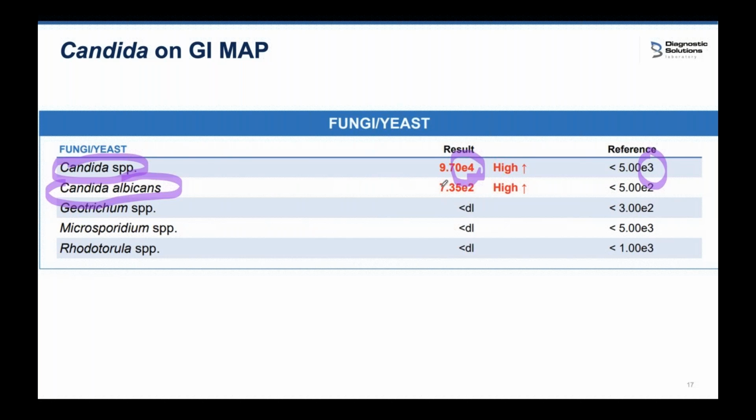Candida albicans is one of the most common species we'll see in the human gut, but is not the most resistant. So when we see both, we're treating. We're giving a good hearty treatment plan because Candida is a very resistant, very resilient organism.